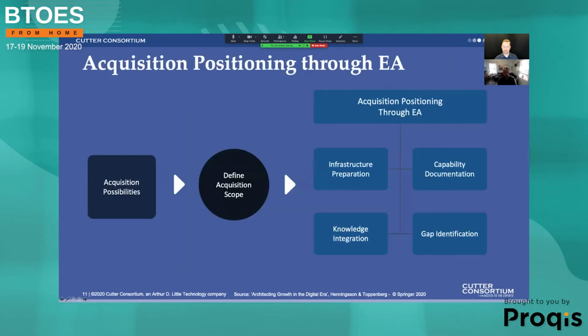And I'll share a little bit about how to position acquisition through EA. So as we talked about before when we looked at the earlier slide, these acquisition possibilities are identified. Then you start to define the acquisition scope. You're going to figure out how and why and to what degree you're going to acquire this company standalone. Are you going to embed it? Why are you doing that? And EA can help in terms of a lot of different areas, as I mentioned on the earlier slide.